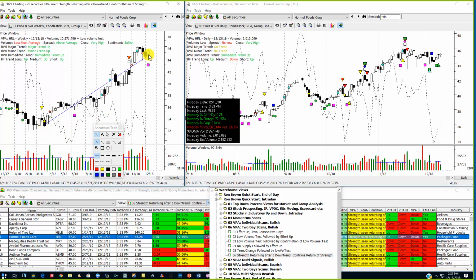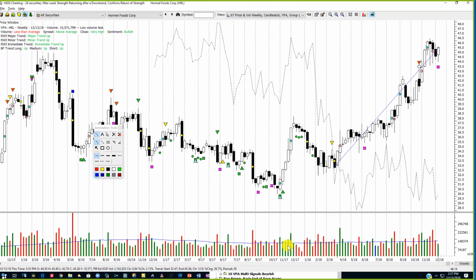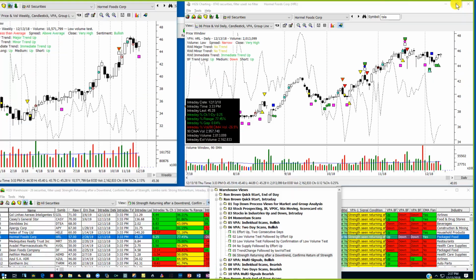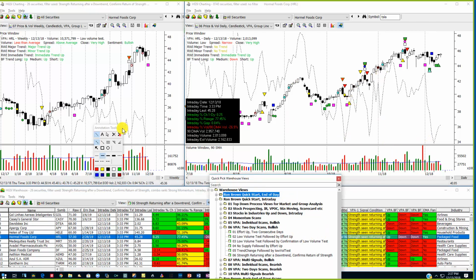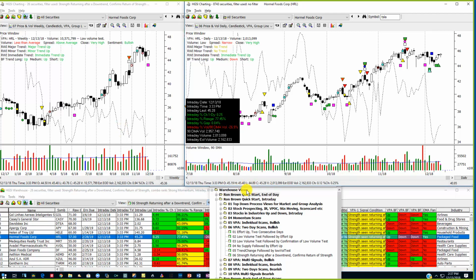There we go. Somewhere in there. It's up about 40% approximately over that time period. I don't think anybody would object to that in 2018, would you? Get rid of that.